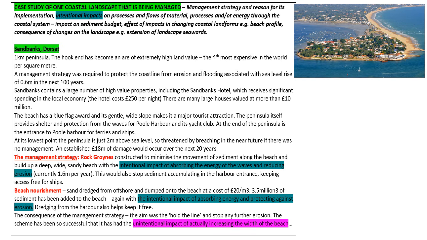The consequence of the management strategy: it's been extremely successful in holding the line and stopping any further erosion. In fact, it's been so successful that unintentionally they've actually managed to increase the width of the beach, which makes it even more attractive to tourists and even more protecting against erosion going forward.